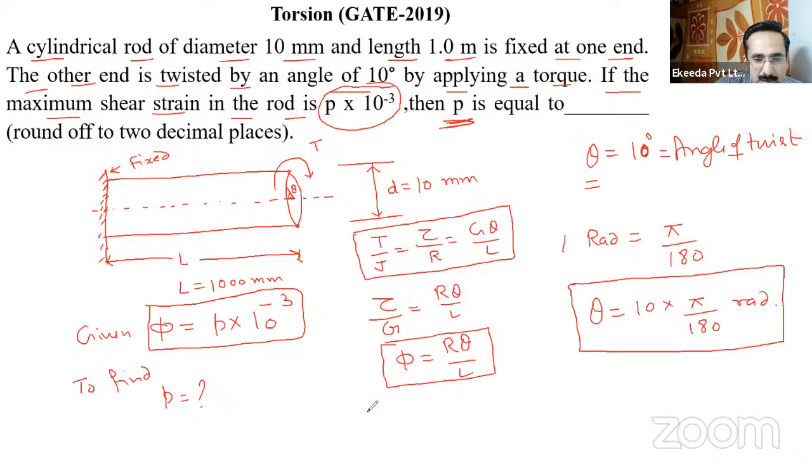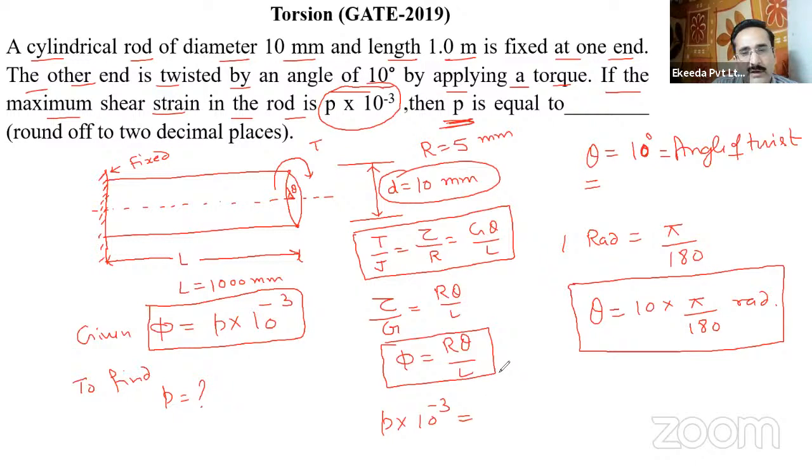And some values are given to us. That phi is P into 10 power minus 3. What is R? Radius. Diameter is given as 10 millimeter, so radius will be equal to 5 millimeter, right? So you can use the values in millimeter, so that millimeter to millimeter will cancel out in R and L. So 5 millimeter multiplied by theta. Theta is the angle of twist in radians, we have to use radians. So this is 10 multiplied by pi by 180 radians, divided by length. Length is 1 meter, which is equal to 1000 millimeter, isn't it?